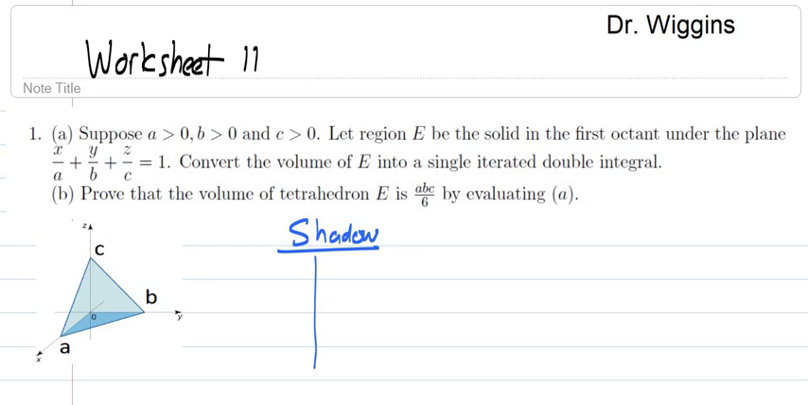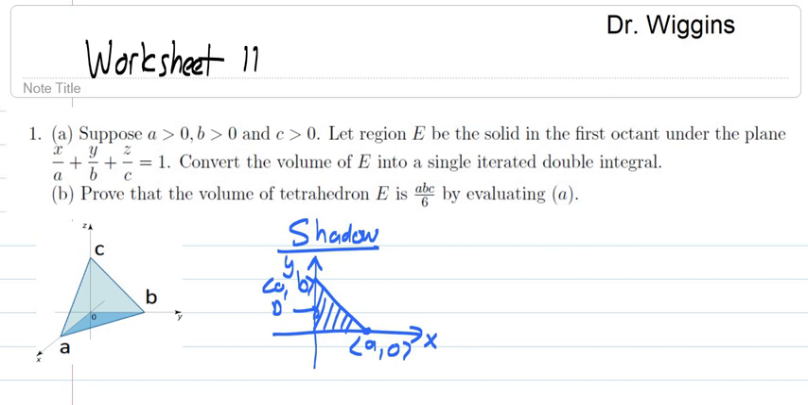Now, it's easy to draw it. If we draw it in the xy plane, then it cuts the x-axis at a and it cuts the y-axis at b. And so let's call this region D, which is a subset of R2. So that is the shadow of the solid in the xy plane. All right. Now, let's be a little bit more specific. The coordinates of this point are (a, 0), and the coordinates of this point are (0, b).